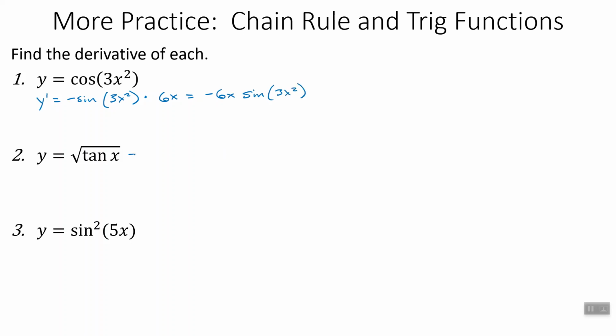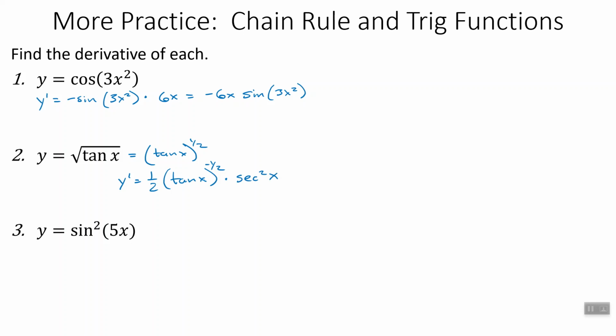All right, next guy. Again, I don't like roots, so we're going to rewrite this as tangent of x to the 1/2. Now we take our derivative, we bring down the 1/2. We leave the inside exactly the same. We don't touch it, to the 1 less exponent, times the derivative of tangent. Derivative of tangent, let's see, tangent goes with secant. So tangent is secant squared.